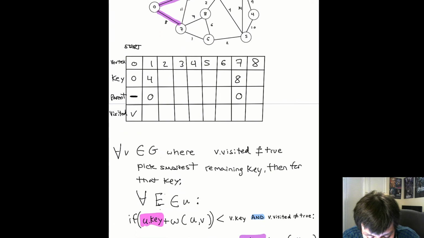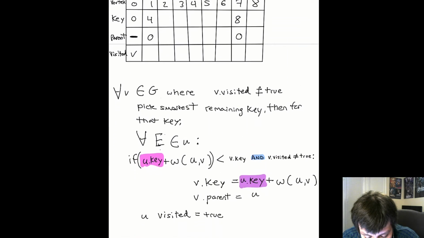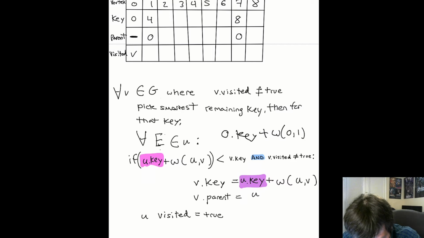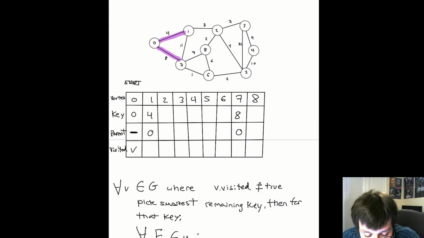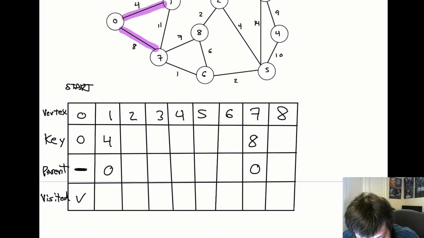If you want me to go slower on this, we can plug in these numbers just to see it. So when you're looking at the 1, what you're saying is if 0.key, which is basically 0, plus the weight from 0 to 1, which is equal to 4, so if 0 plus 4 is less than v.key, which currently has infinity, and visited is not equal to true, which is indeed not equal to true, then go ahead and replace infinity with 4. So that's what's really happening in the computation. I'll do another one of those once we actually have more values. But yeah, so let's go to the next one.